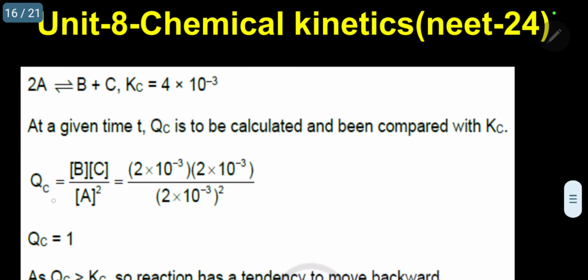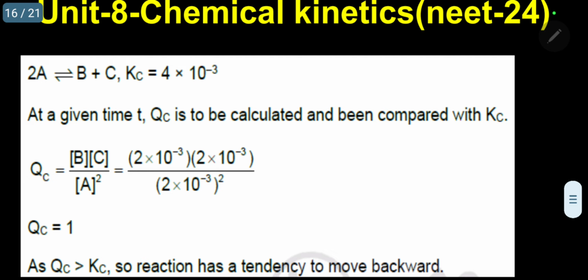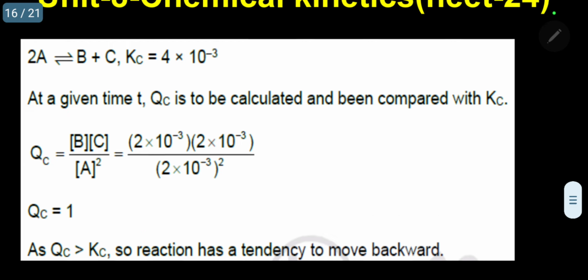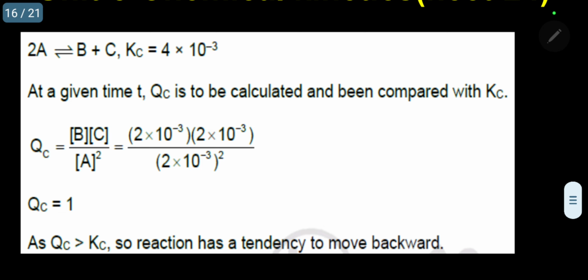So this is Qc. I am substituting the same value. Instead of writing 4 into 10 to the power minus 3, I am writing 2 for B, 2 for C, and A square below. So the answer is Q equal to 1. So when Q equal to 1, kindly follow, Qc is greater than Kc. Kc is equal to 4 into 10 to the power of minus 3, a negative value, but Qc is a positive value. So the reaction has a tendency to move backward.